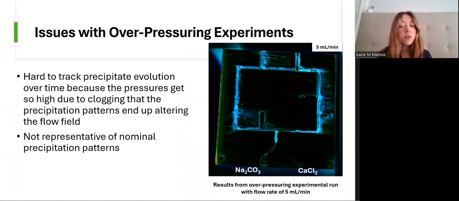Upon gathering results from the overpressuring experiment, we realized that it was hard to track precipitation evolution over time because the pressures get so high that the precipitation patterns end up altering the flow field. And this ends up altering precipitation patterns. Therefore, these results are not representative of nominal precipitation patterns, and these results actually caused us to explore the time dependence results and conduct experiments without clogging having an influence on patterns.